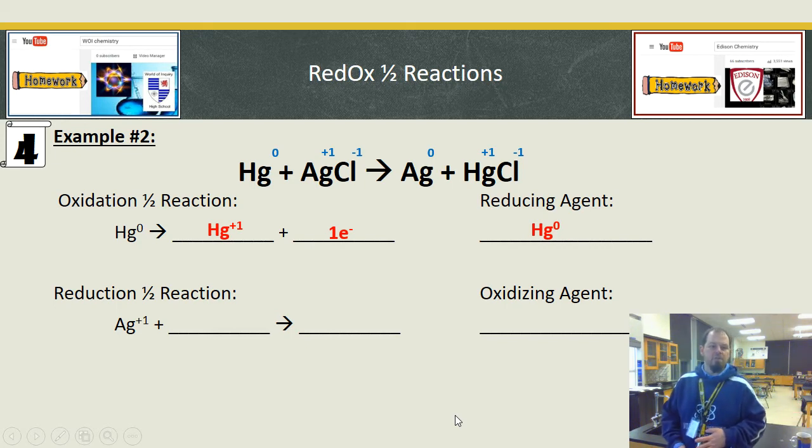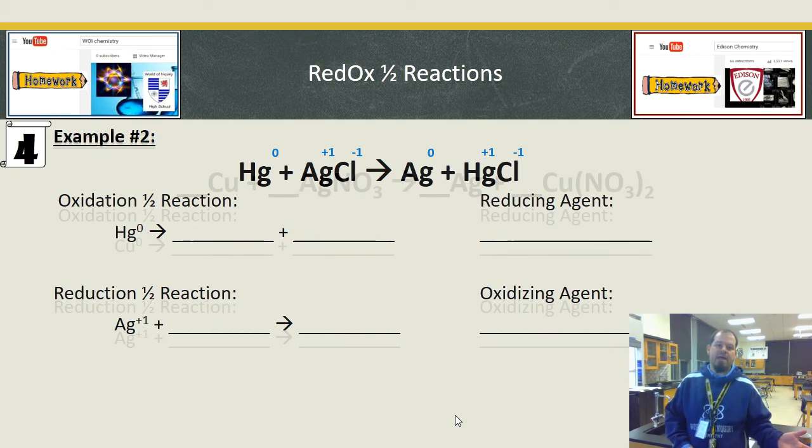Okay, Ag +1 is going to go to Ag0. On the product side, it's Ag0. How many electrons did I gain? Boom, +1. Oxidizing agent then is that Ag +1. Starting to get a feel for this? Okay, good, because we're going to do it a bunch of times.